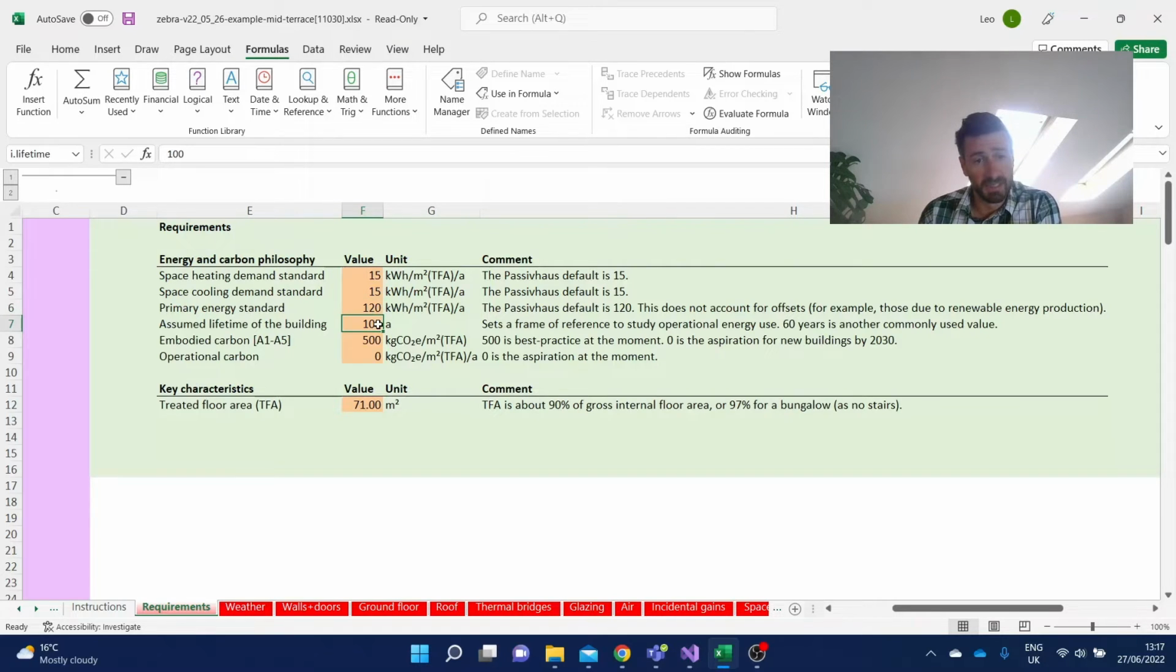The lifetime of the building is needed because we study both embodied carbon and operational carbon. So we need a frame of reference to compare these two to see which is the dominant factor.